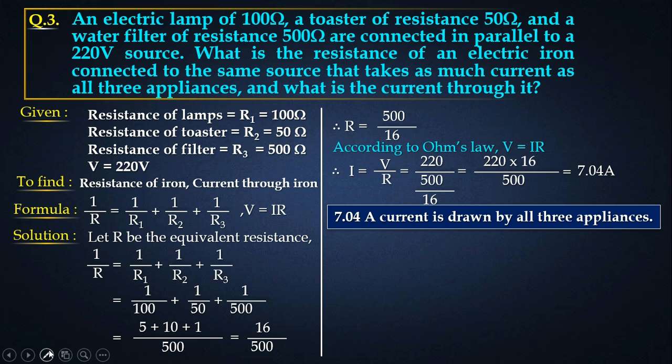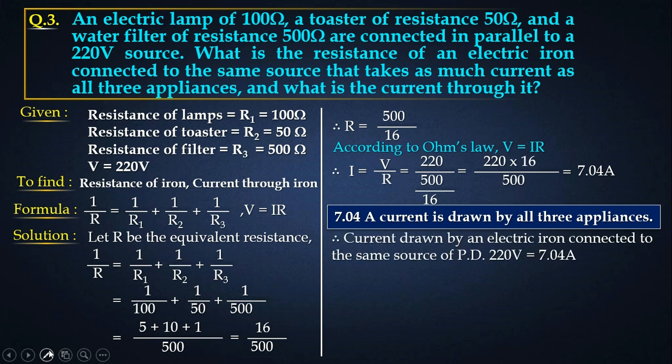So the resistance of the electric iron is also equal to the sum of this resistance. Is it right? The potential difference is 220 volts only. The current drawn by this iron is 7.04 A. Then V is equal to IR, so R is equal to V by I. V is 220, I is 7.04, so that equals 31.25 ohms.